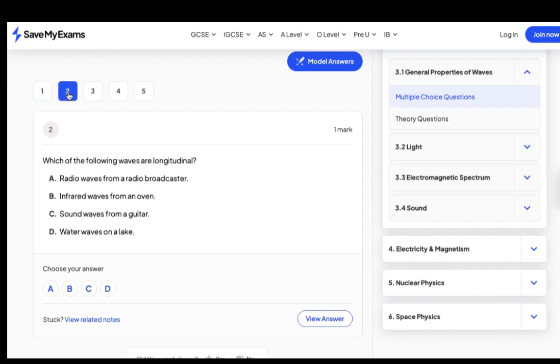Read and answer the question. Which of the following waves are longitudinal? A. Radio waves from a radio broadcaster. B. Infrared waves from an oven. C. Sound waves from a guitar. D. Water waves on a lake. Obviously C, because sound is longitudinal. So the answer is C. It's like question 1.